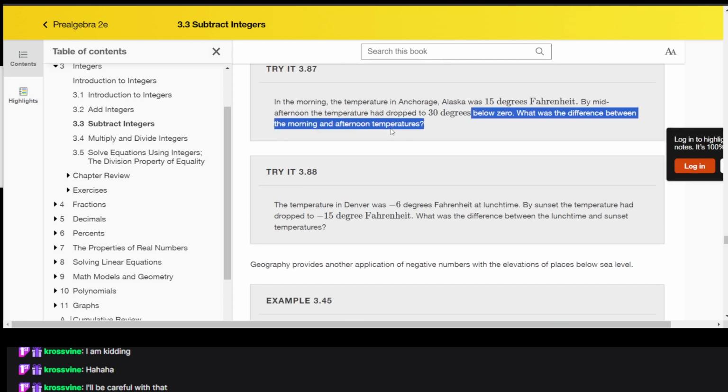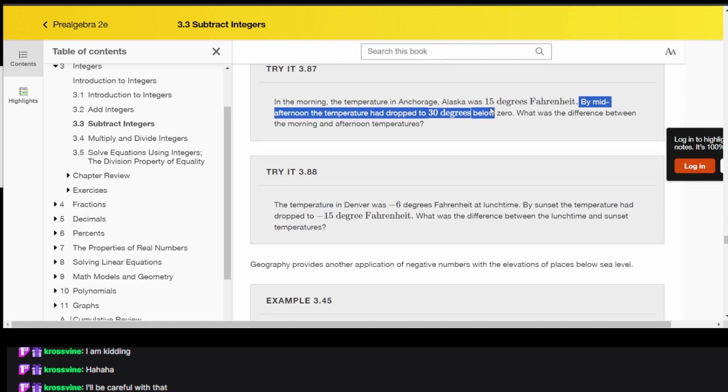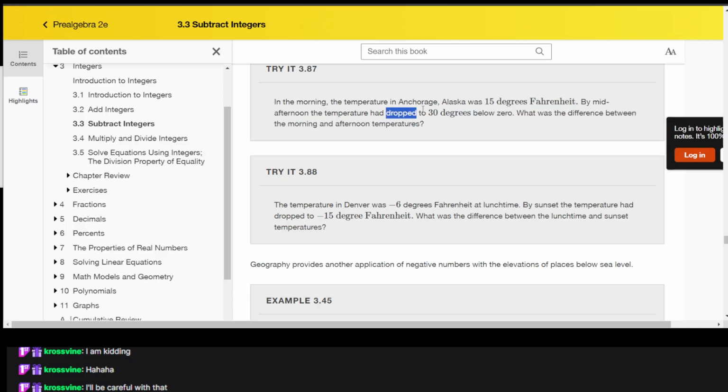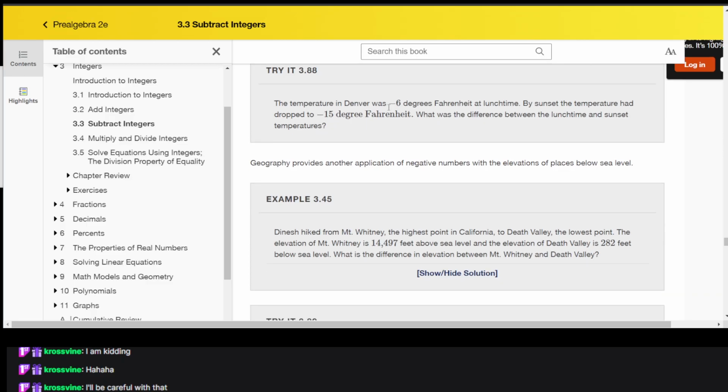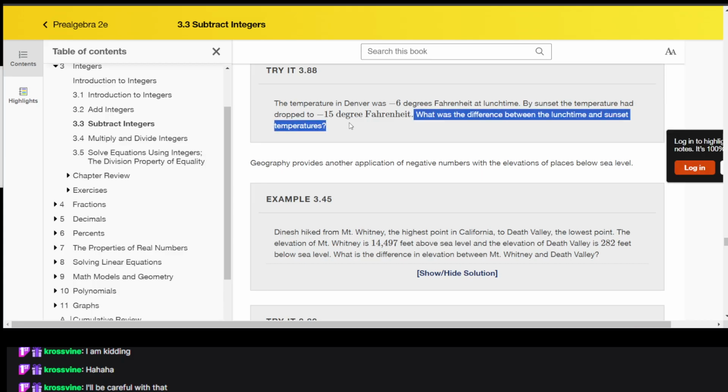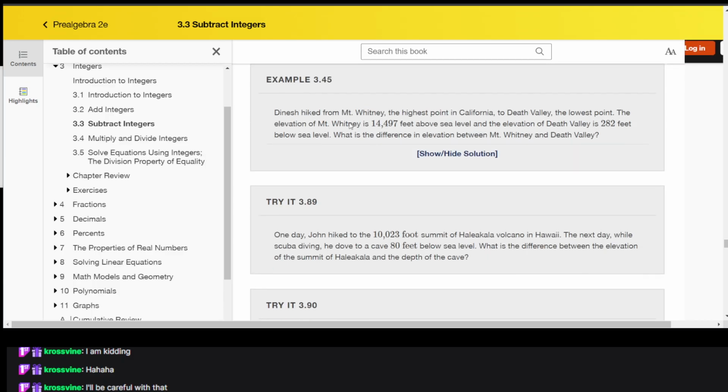In the morning, the temperature in Anchorage, Alaska was 15 degrees Fahrenheit. Mid-afternoon, the temperature dropped to 30 degrees below zero. What was the difference between the morning and afternoon temperatures? The temperature in Denver was -6 degrees Fahrenheit at lunchtime. By sunset, the temperature had dropped to -15 degrees Fahrenheit. What was the difference between lunchtime and sunset temperatures?